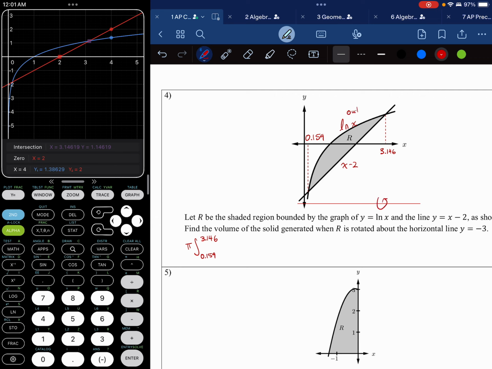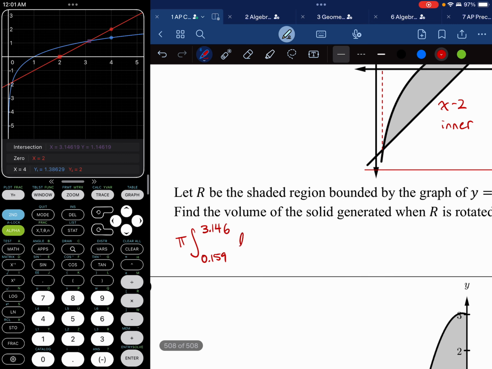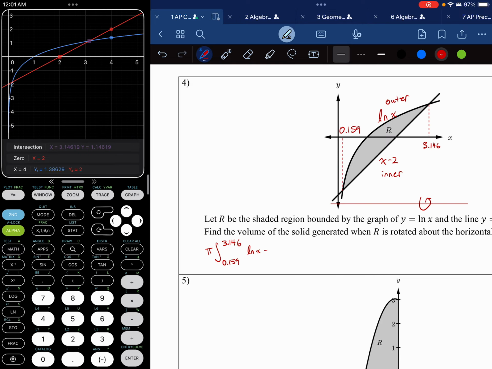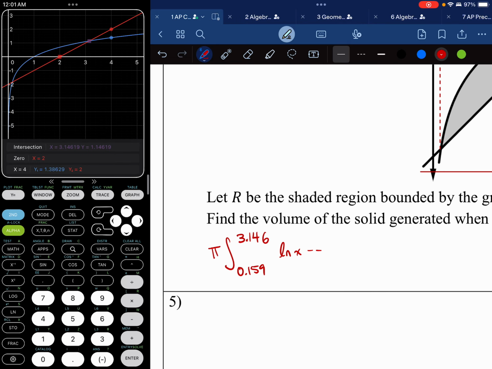Therefore, my outer function is going to be this natural log of x, and my inner function is going to be this x minus 2. So I'm going to do my outer function first, which is that natural log of x, and then I'm going to subtract the line that I'm rotating around, which is going to be a -3. So it's minus a -3. I can write it like this, but that's how simpletons write it. You're really supposed to write it +3. Double negative makes a positive.